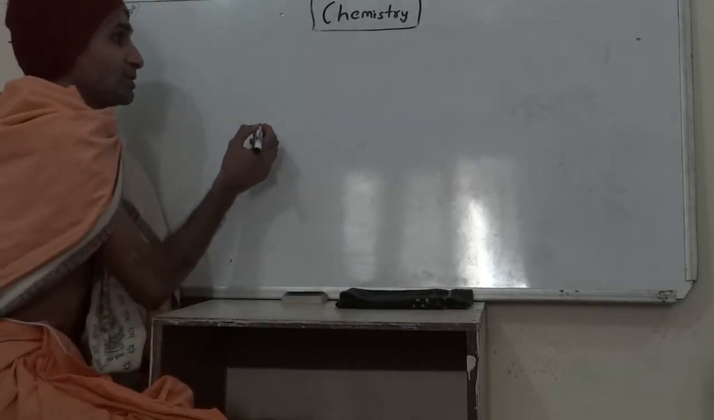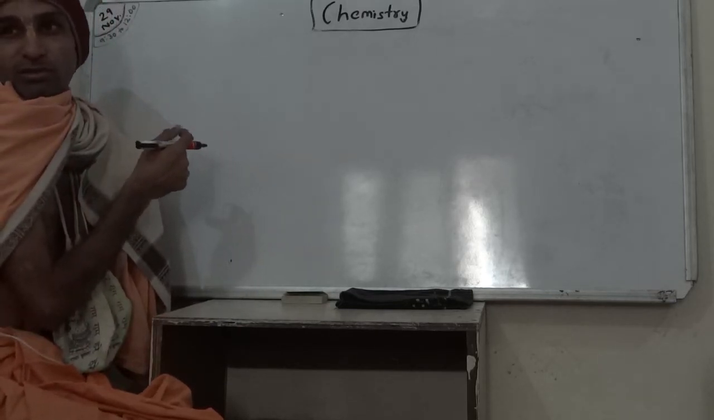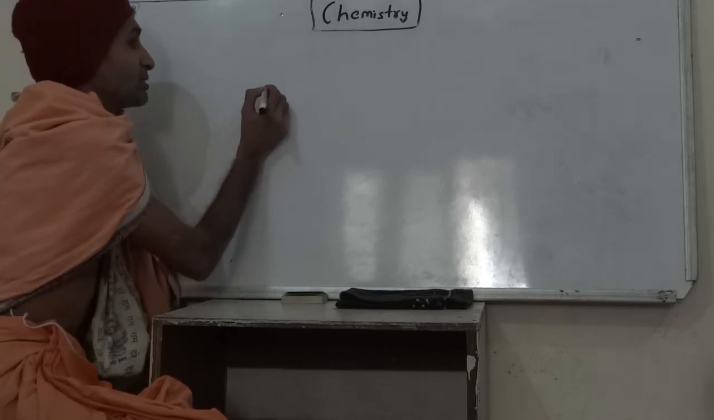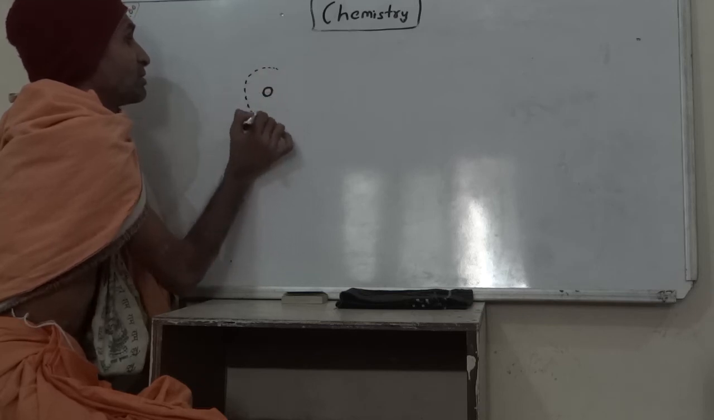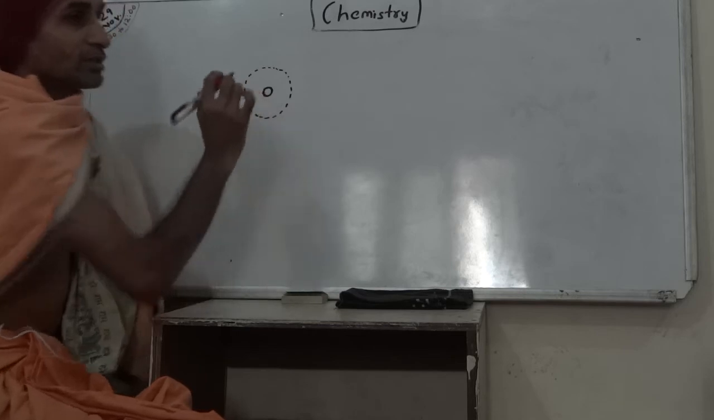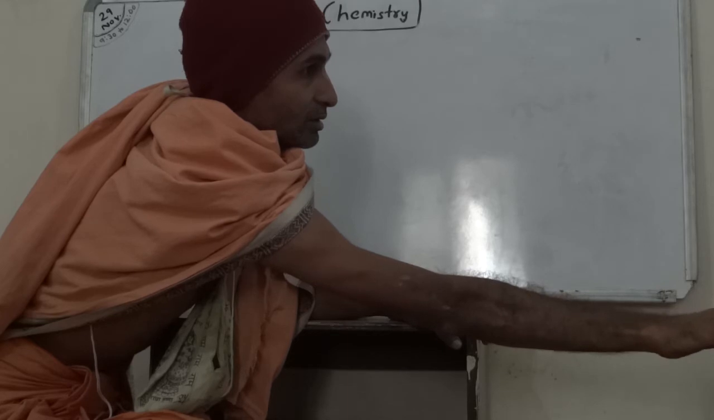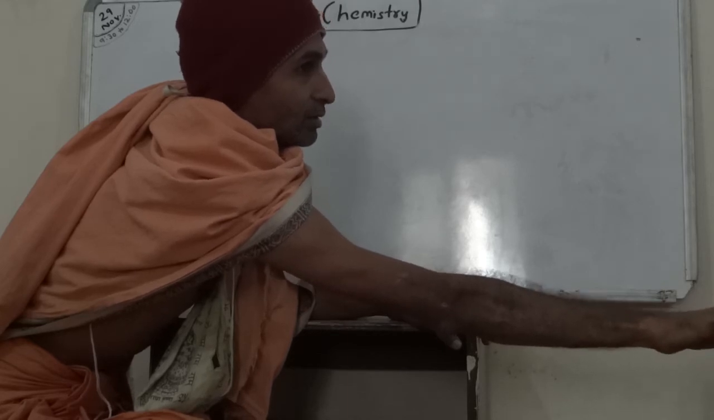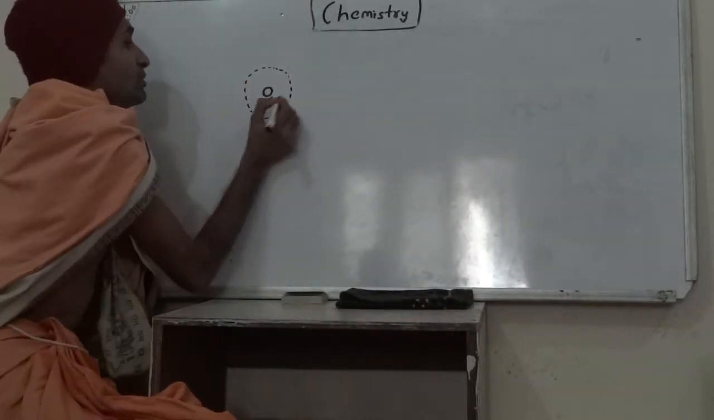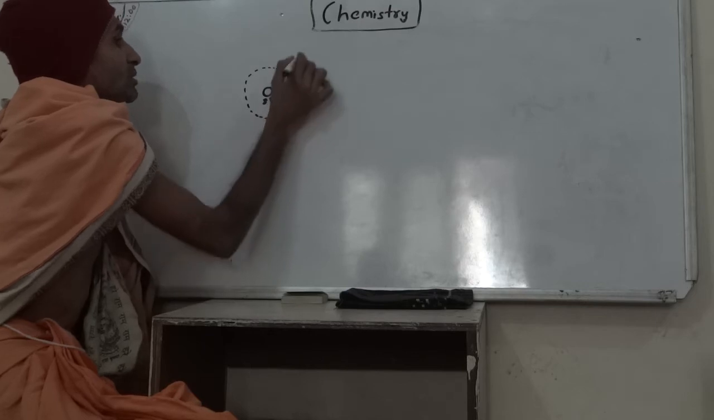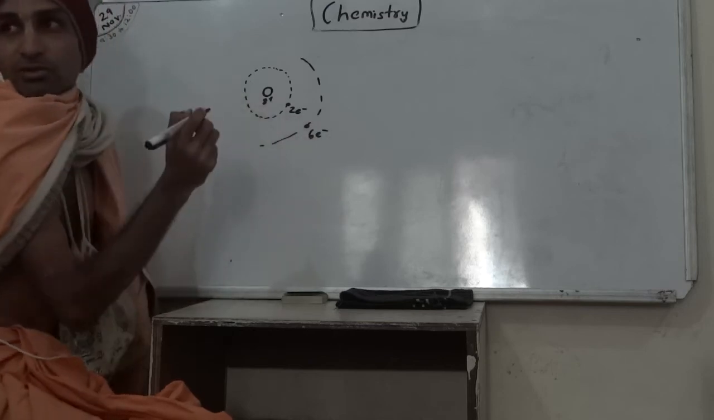Say for example oxygen. So I spoke about the ionic bond. Now we will speak about the covalent bond. Say oxygen is there. Oxygen has 6 electrons in its outermost orbit. Oxygen's atomic number is 8. So here 8 positive, 2 electrons here and 6 electrons in the outermost orbit.